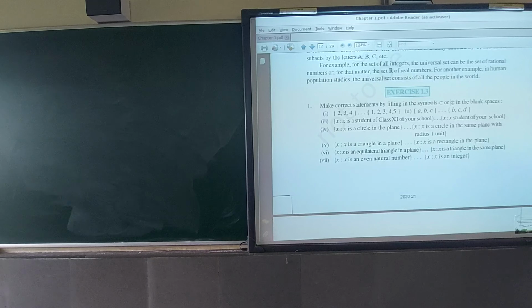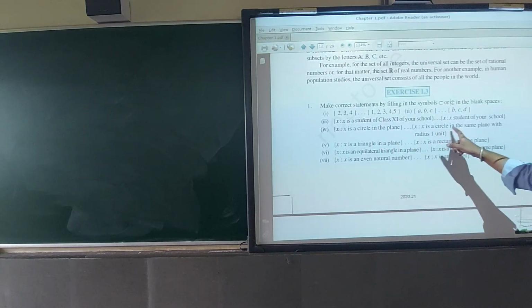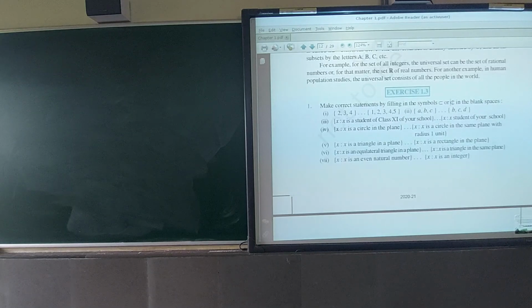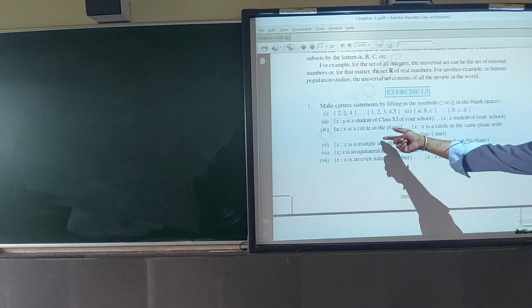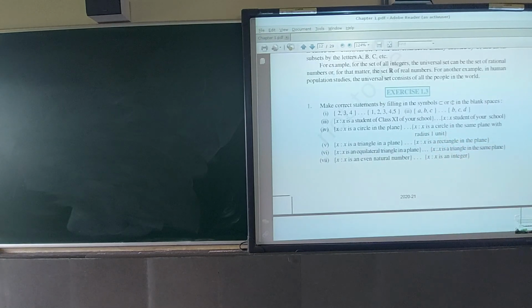Now the fourth one: x such that x is a circle in the plane, and x is a circle in the same plane with radius 1 unit. Will all the circles come under this or not? You just think about that. Here you say a circle in the plane, and here only radius 1 unit. So all the circles will not come. Here some bigger circles are there, smaller circles are there, but here only those having radius 1.